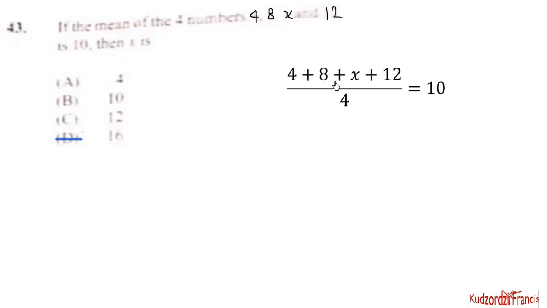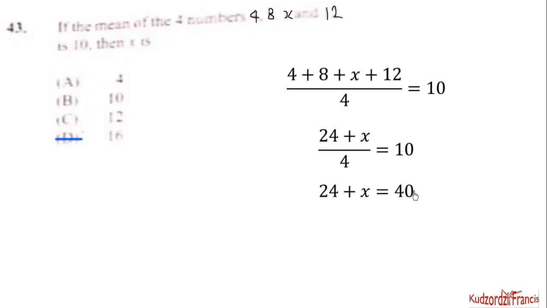If the mean of the numbers 4, 8, x, and 12 is 10, then x is, so this is x, this is 4, this is 8, and this is 12. So the mean is the sum of all the numbers over the number of items. You add all this, you get 24 plus x over 4 equals 10.